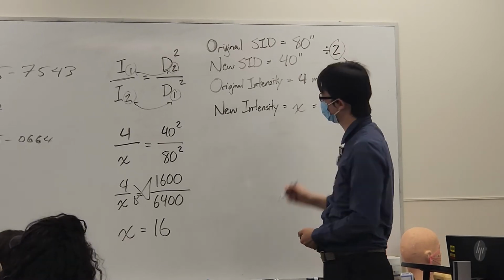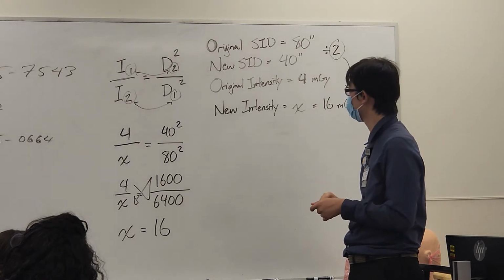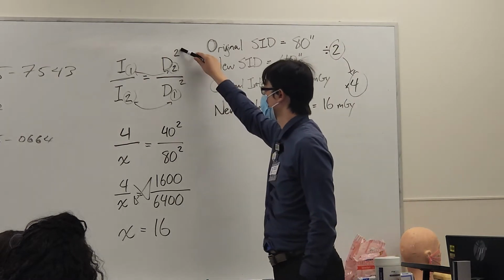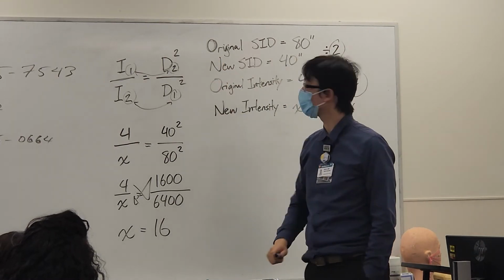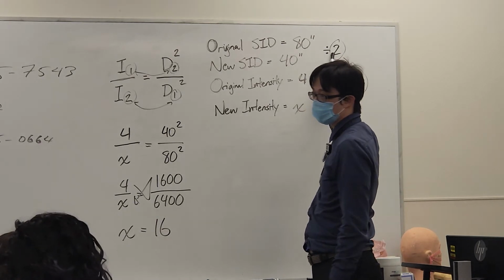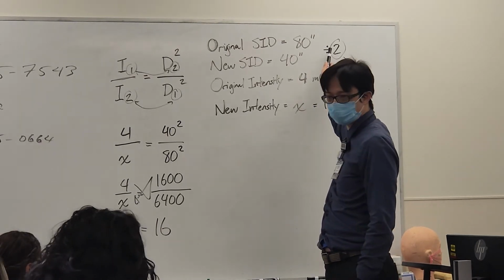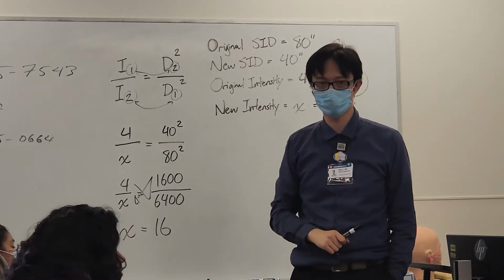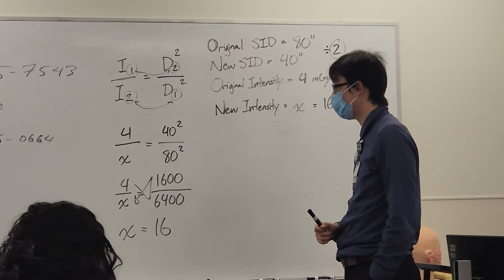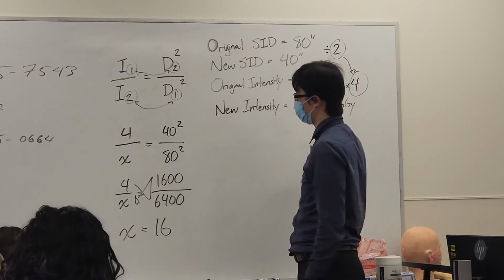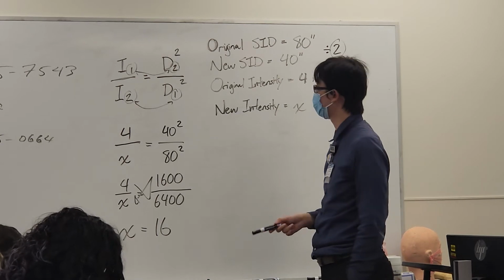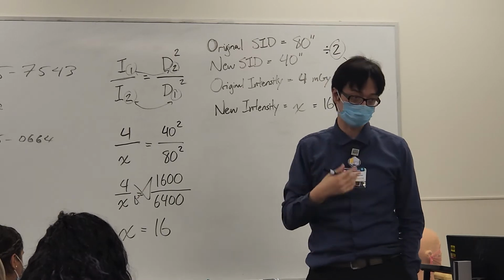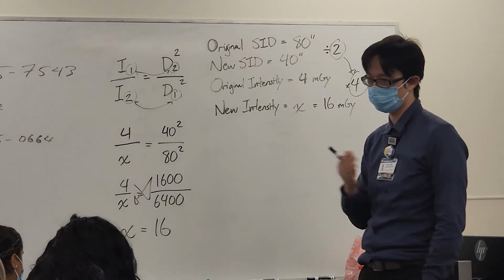2 squared is 4, right? So that's why this is called the inverse square law. Not only do we have squares here, but if you double the distance, if you change the distance by a factor of 2, then the intensity changes by that square, 2 squared. It changes by a factor of 4. So this is how we can make use of the inverse square law. We can calculate, for example, how much more radiation we will have when the distance changes.